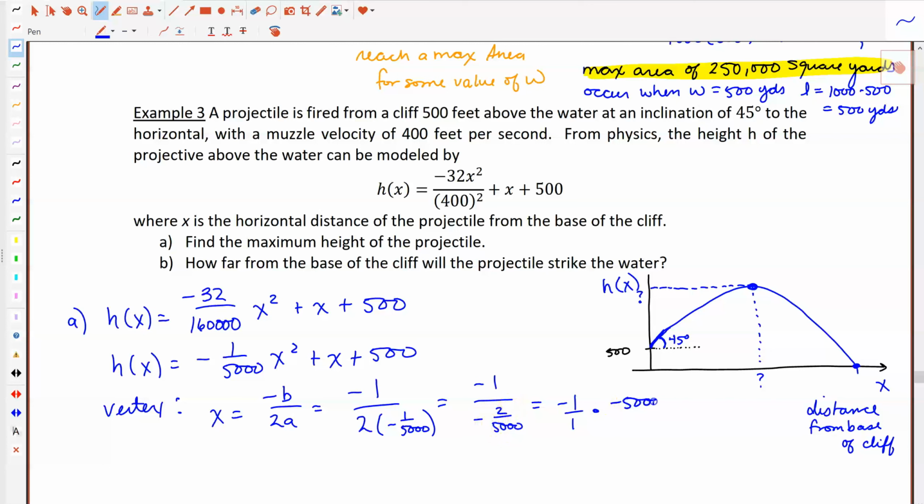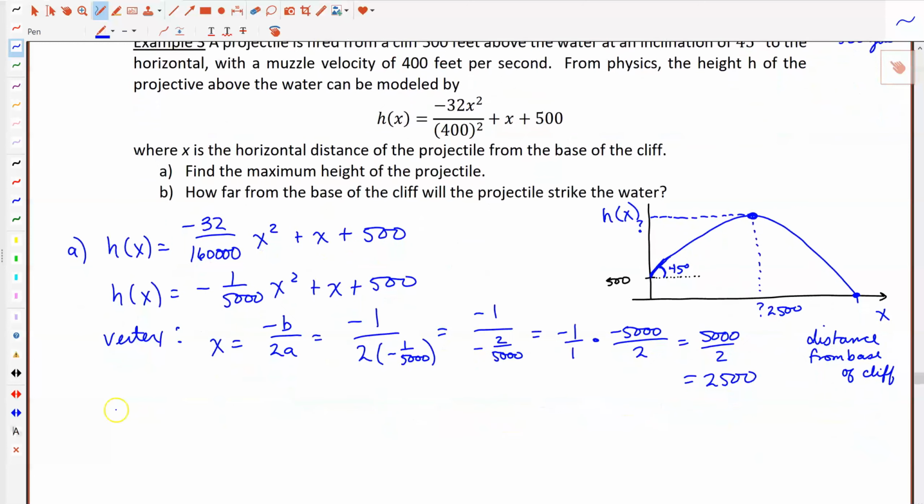So I'm going to take the reciprocal of this denominator fraction. So I'll have negative 1 over 1 times negative 5,000 over 2 instead. So that just simplifies to 5,000 over 2, which gives me 2,500. So what we just found is 2,500. This is the feet that the projectile is from the base of the cliff when it reaches that max height.